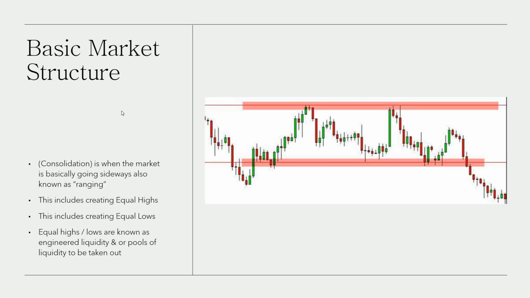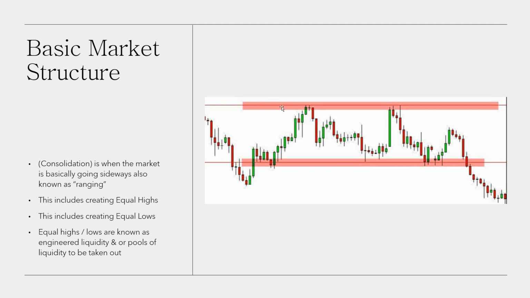And finally, to end off basic market structure, we have consolidation. Consolidation is when the market is basically going sideways, also known as ranging. So when you range or you consolidate, you can either have small ranges or large ranges. Okay? This includes creating equal highs and equal lows. Equal highs and lows are known as engineered liquidity and/or pools of liquidity to be taken out.